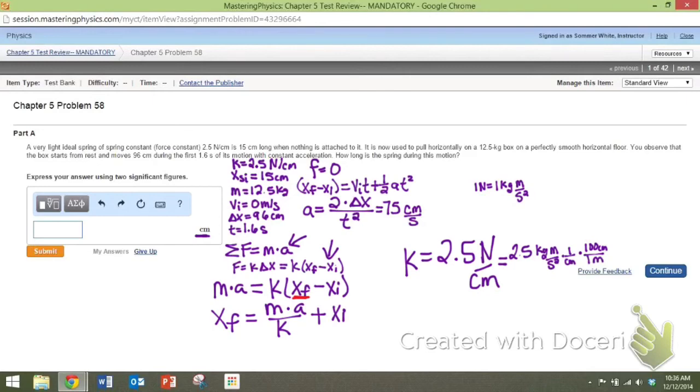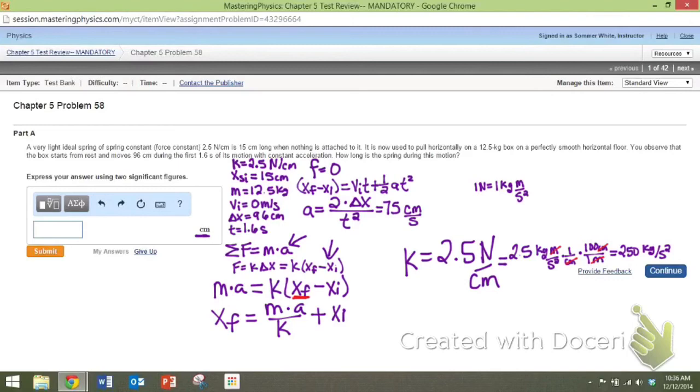So we do end up with a number of 250 kg per s squared, because we do end up with a lot of cancellations. If I go back, I see that this centimeter cancels with this centimeter, and this meter cancels with this meter. So we end up with kg per s squared, which is perfectly fine.